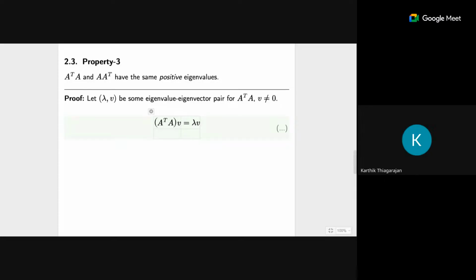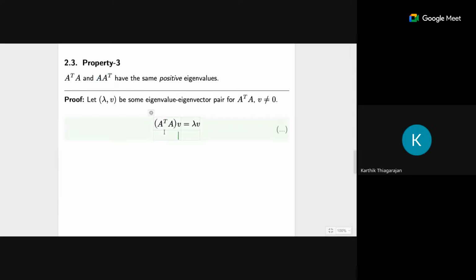Now what you want is to somehow introduce AA transpose into the equation. If you want to do that, what can you do? What is one thing we can do? Multiply by A. Exactly, that's correct. So you can multiply by A on both sides. To bring AA transpose into the picture, left multiply by A on both sides.